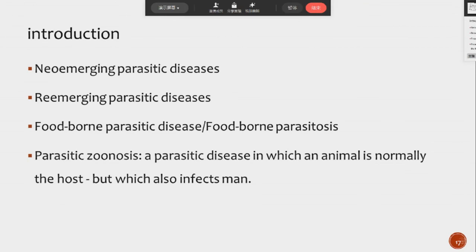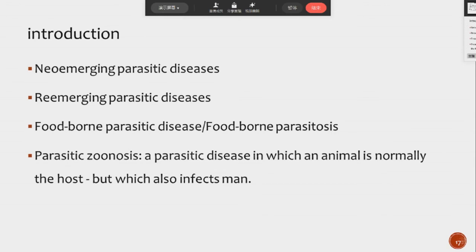So if the disease is transmitted by food, in that way we can call it a foodborne parasitic disease or foodborne parasitosis. This means that according to our food, maybe a vegetable, maybe meat, maybe water, they include some stage of a parasite, and we ingest it and we get a disease. In that way, we call them foodborne parasitosis. Like roundworms, they belong to foodborne parasitosis. Liver fluke also belongs to foodborne parasitosis.